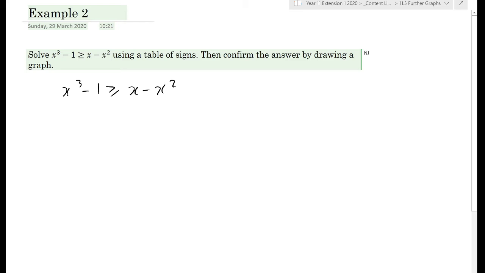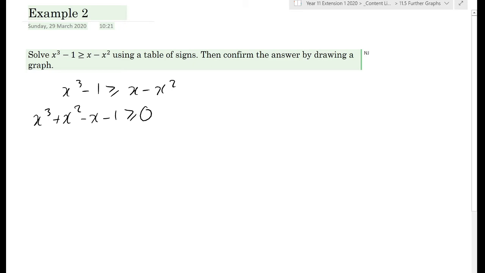But this time we need to actually move everything to the left-hand side, okay? Because we want it to be greater than or equal to 0 or less than or equal to 0, some form where it's a function compared to 0. So moving everything across, we get x cubed, the x minus x squared becomes positive x squared, x becomes negative x, and minus 1 stays there, and that's greater than or equal to 0.